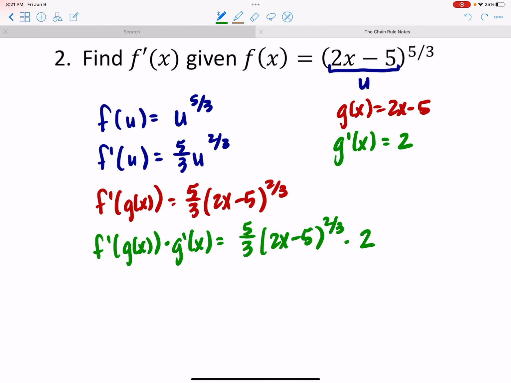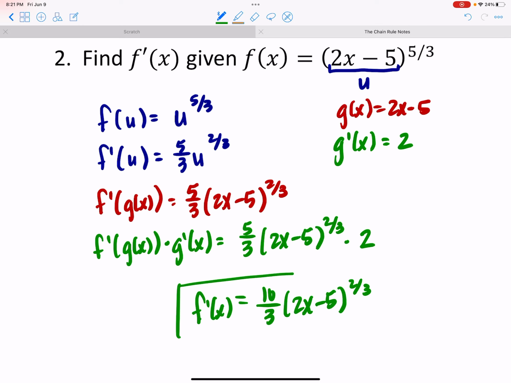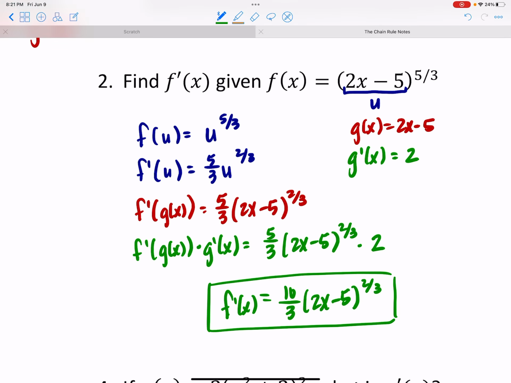So we're going to call this 10/3 times (2x minus 5) to the 2/3. And technically, this is f prime of x. And we're good. We're done. That is our derivative of our composite function.